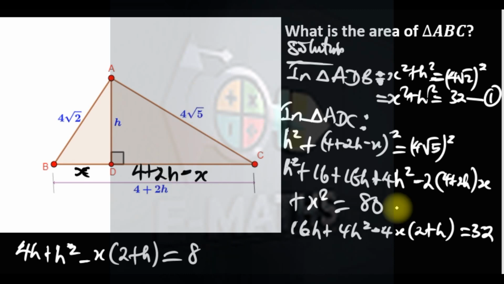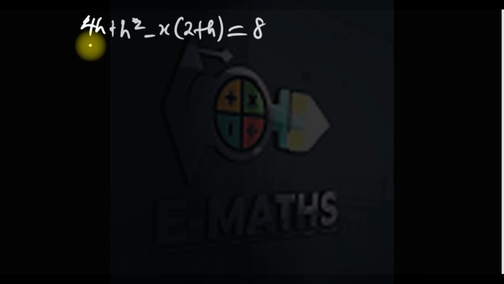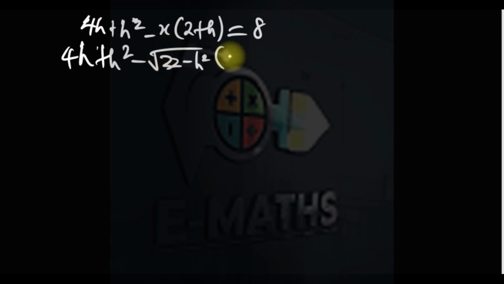From here, if we make x the subject of the formula, I now have x as the square root of 32 minus h squared. So I substitute wherever I see x. Let's go over to the other page. We now replace x with the square root of 32 minus h squared, times 2 plus h, equal to 8.